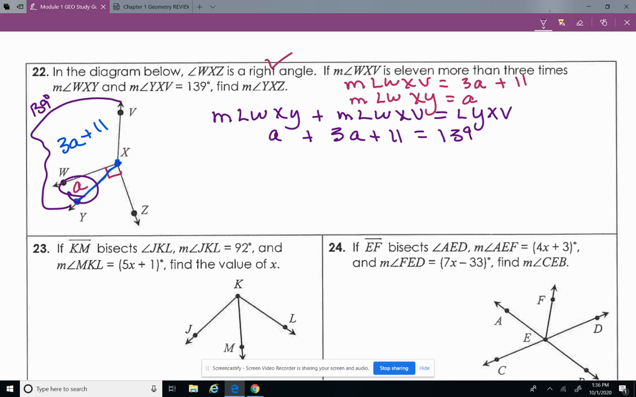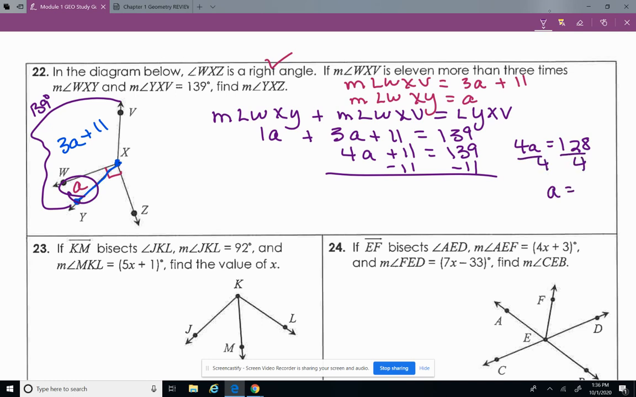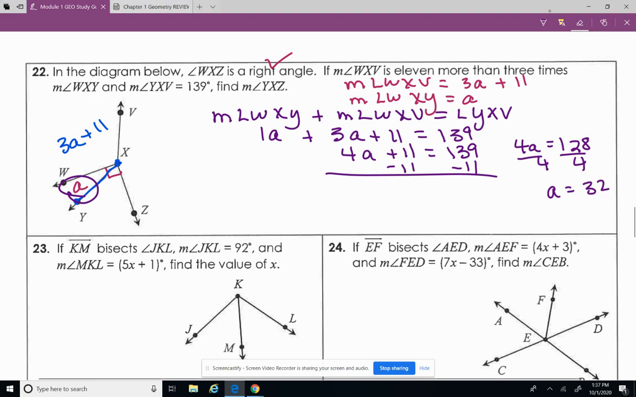All right, so 1A and 3A make 4A. And then we're going to subtract 11 from both sides. We're going to have 4A equals 128. We're going to divide by 4. A equals 32. All right, I'm going to erase some stuff in my picture for a minute so it doesn't look too busy.